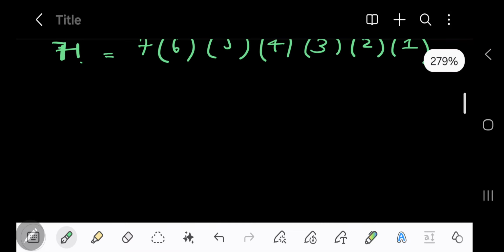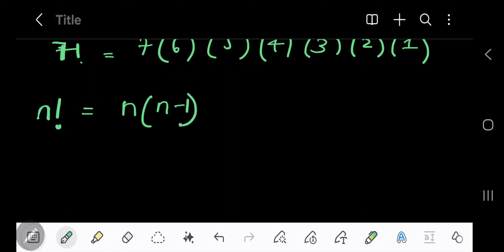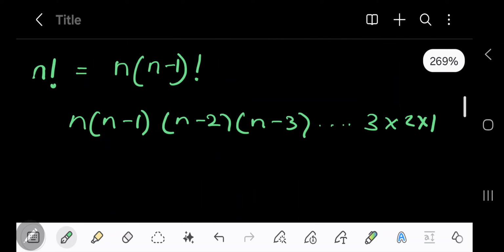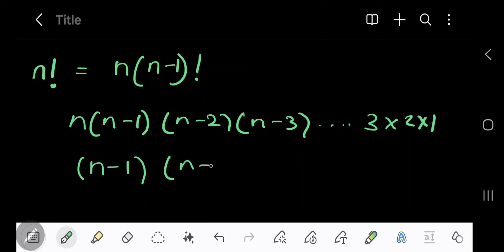Okay. Now suppose you have n factorial. Could we rewrite this as n times n minus 1 factorial? Because n factorial is just n times n minus 1 times n minus 2 times n minus 3, so on all the way till 3 into 2 into 1. And n minus 1 factorial is n minus 1 times n minus 2 times n minus 3, so on all the way till 3 into 2 into 1.